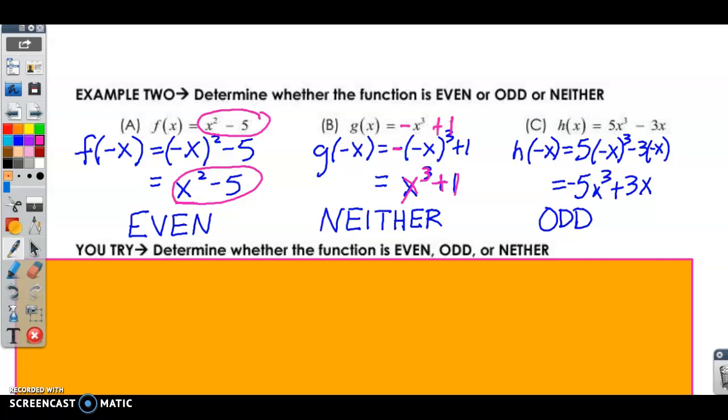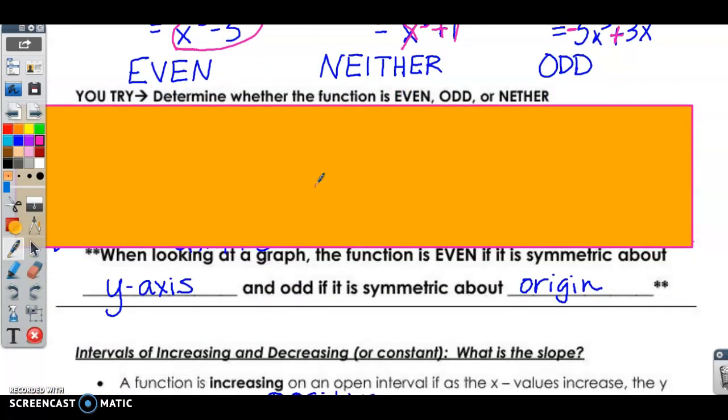And C is an example of an odd function. When you plug in a negative x, you see how both the signs for both terms have changed here. So we have negative 5x squared plus 5x, and the original is a plus 5x and a minus 3x. If you just distribute a negative through the entire expression here, you end up with opposite signs. So those are odd. So go ahead and pause and try the next two problems, and then I'll show you the answers.